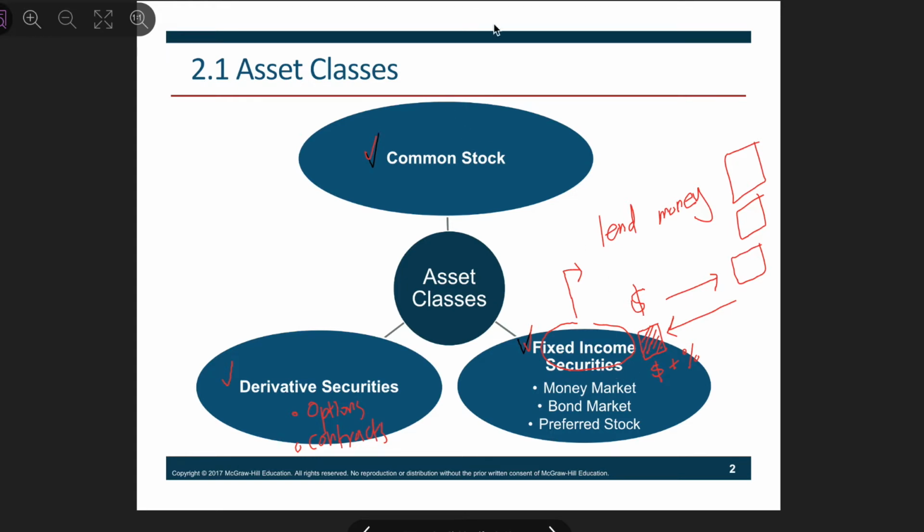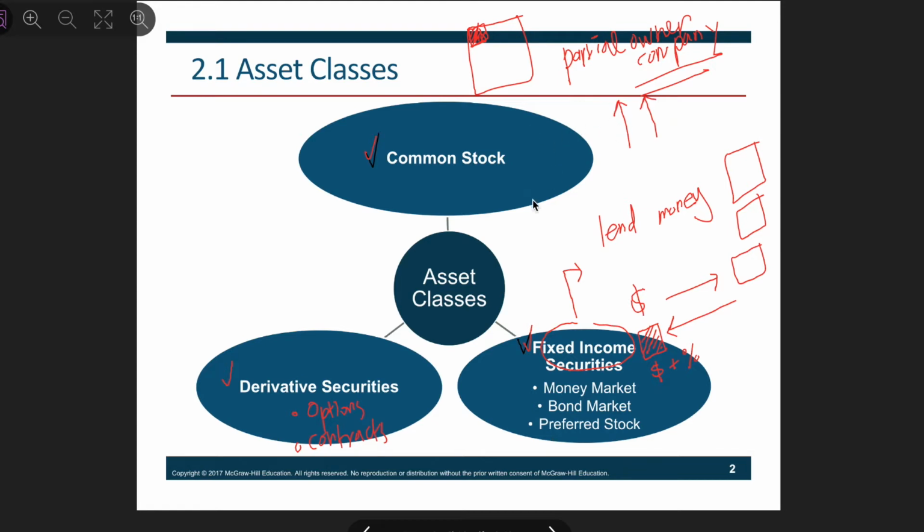And for the common stock, this is not lending money, right? So you're purchasing a part of the company, right? So you become a partial owner of the company. So did you lend your money to someone or borrow some money from someone? No, you just purchased the value of the company. So if the company value goes up, your common stock price will go up, right?